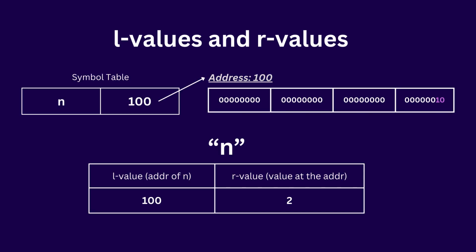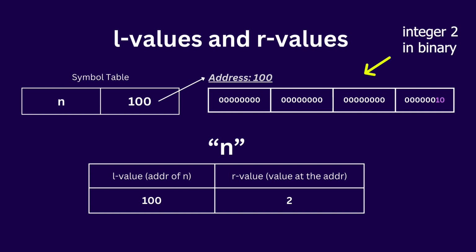An object is a named region of storage. You can think of the object n in two ways. First, it holds a specific number, like 2 in our example. Second, it has a location in the computer's memory, sort of like a home address. People often use the terms R value for the number it holds and L value for its memory address. These terms help us talk about these two aspects in programming.